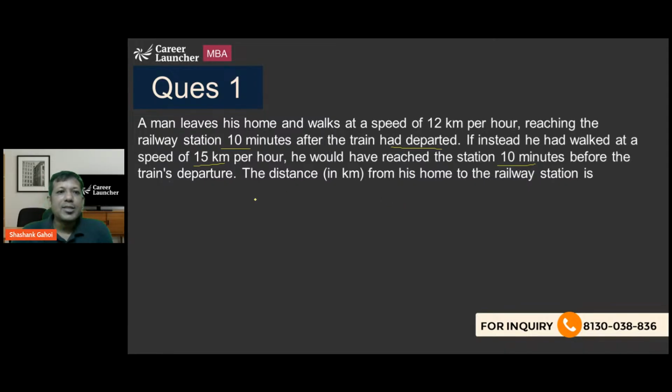Okay, so let's say if he's traveling with a speed of 12, he is taking time, that is t plus 10, right? If he reaches at t, if the right time is t, so he's taking t plus 10, right? If he's traveling with a speed of 15, then he's going to take the time of t minus 10 because he's reaching 10 minutes early. Okay, so what is the distance? I can say is speed into time, so 12 into t plus 10.